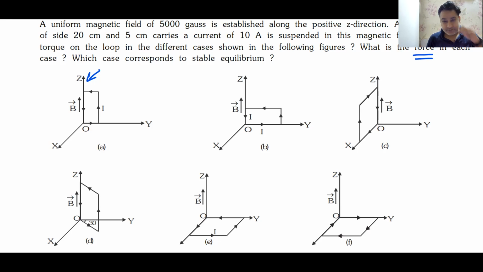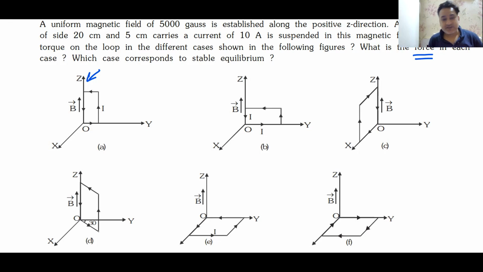Remember, whenever a question comes where you have a closed loop, any size, any shape, any dimension, placed in a uniform magnetic field, the answer for force is always zero. So force is always zero. We have to find the torque in all the cases. Magnetic field is B, current is I, area of the loop is A. You can give your answers in terms of that.